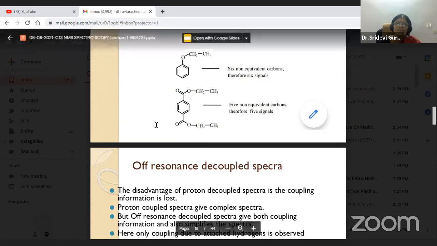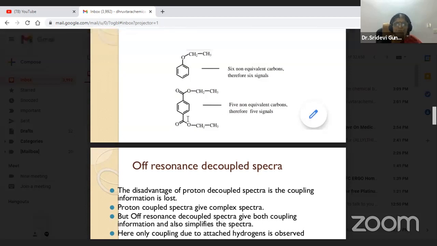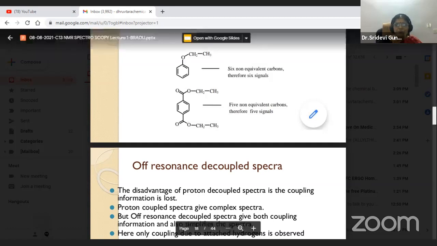When there is no symmetry, let us take heptanol. Heptanol, is there any symmetry? There is no symmetry. So how many signals do you expect? You expect 7 signals.